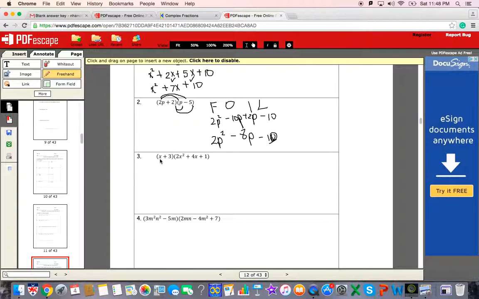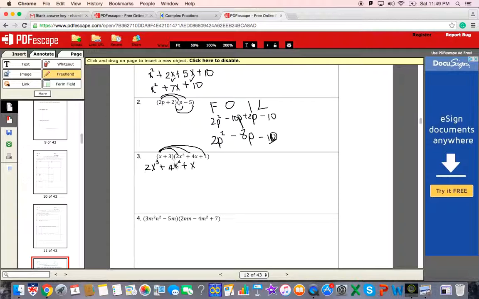So I'm going to start with x, and I'm going to take x and multiply by each and every term in the other parentheses. So I'll do that first. So x times 2x squared gives us 2x to the third. X times 4x gives us plus 4x squared. And x times 1 gives us plus x.